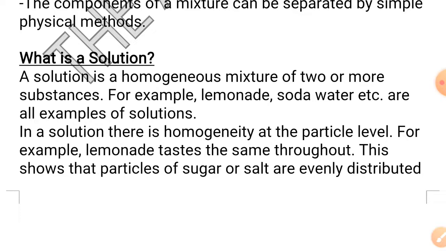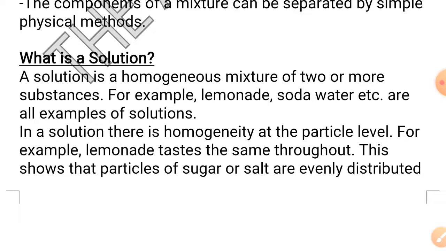For example, say lemonade, soda water, sugar in water. These are examples of solutions. In a solution there is homogeneity at particle level. When I am referring to homogeneity, it means the composition of a solution will be the same throughout the sample.